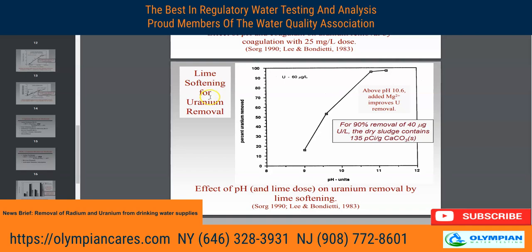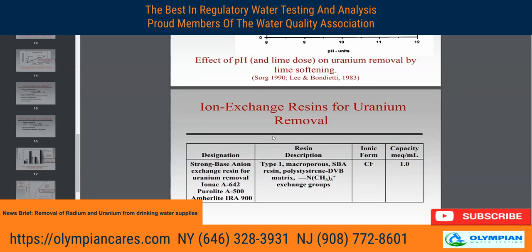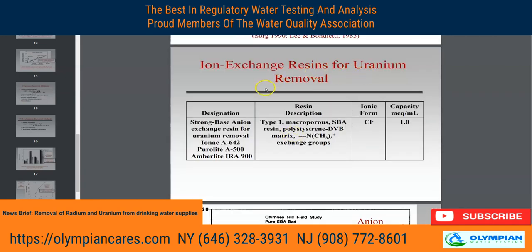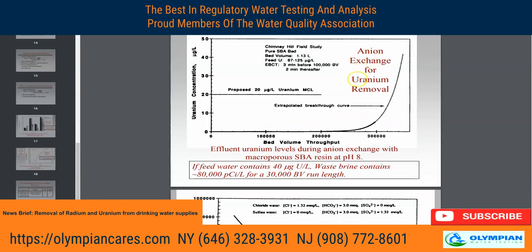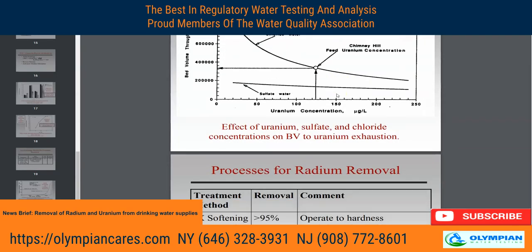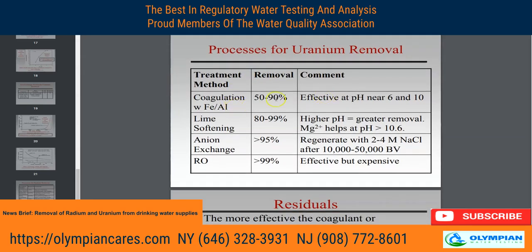And also the lime softening for uranium removal, where 90% of the 40 picocuries and dry sludge contains 135 picocuries here. The effect of pH and lime dose on uranium removal by lime softening as well, and the ion exchange resins for the uranium removal are shown here. And the anion exchange for uranium removal as well. And you can also see the processes as well for the coagulation.